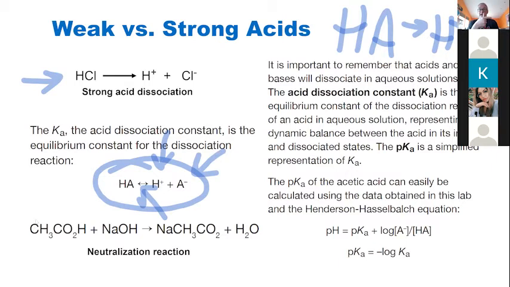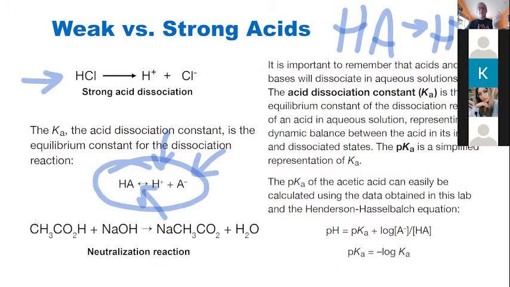It will also go back in the other direction. H plus and acetate ion will reassociate and form acetic acid. In fact, with a weak acid, it's much more stable as the protonated form, as HA. Like I said, with most of them you get less than 1% dissociation, so you get very little H plus being produced.